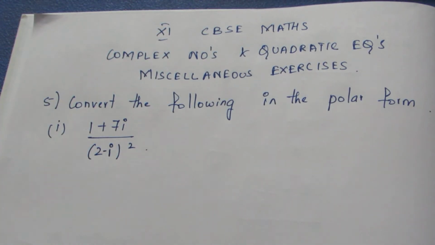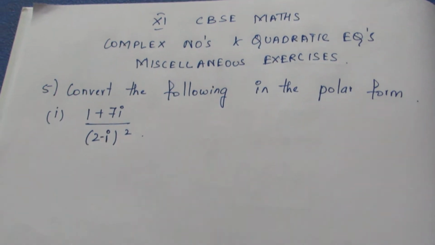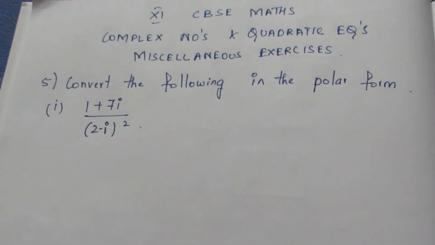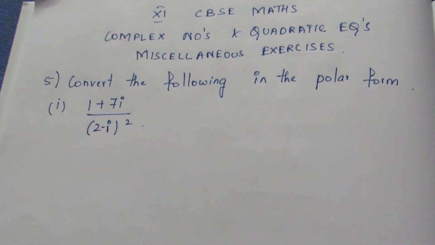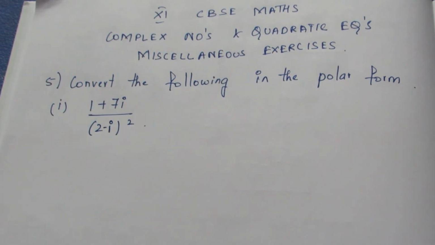Today we are going to see 11 CBSE Maths Complex Numbers and Quadratic Equation Miscellaneous Exercise. Question number 5 in that first sum. Let's see the question. Convert the following in the polar form. We need to convert the given complex form to a polar form.